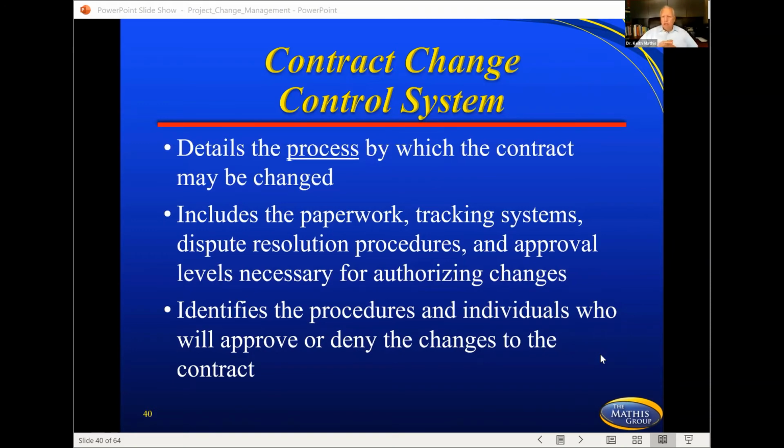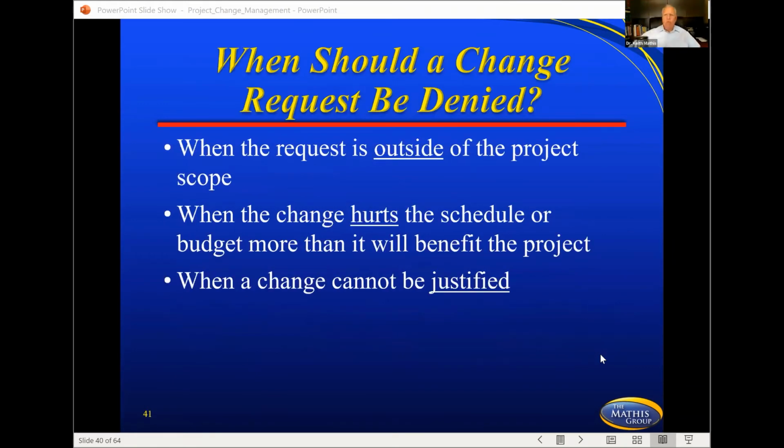When should a change request be denied, though? So we're talking about it from several aspects, but here's some things to consider. Now, obviously, this isn't going to handle every situation you get into when you're talking about change requests, okay? But when the request is outside of the project scope, and so somebody's just requesting a change, but it doesn't follow the project scope, many times just reiterating the project scope will take care of that. When the change hurts the schedule or budget more than it will benefit the project, that needs to be brought up, that needs to be said to everybody, or when a change cannot be justified.